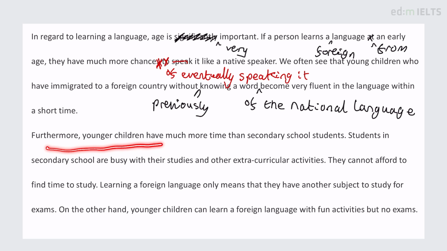Furthermore, younger children have much more time than secondary school students. Yeah, that's true. Maybe explain why. There's more focus on important exams in secondary school. Students in secondary school are busy with their studies and extracurricular activities. They cannot afford to find time to study.